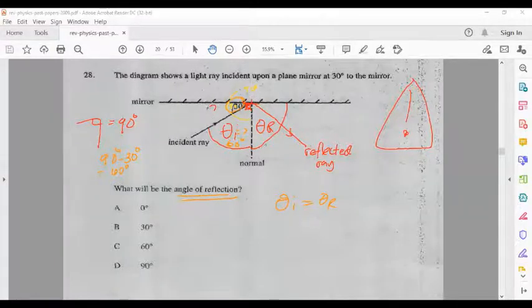So if we know the angle between the incident ray and the mirror, we need to subtract that from 90 degrees in order to find the angle of incidence. If the 30 degrees was over here, we would do the same thing, because this is also 30 degrees. Because if you remember, angles at a point or on a straight line all add up to 180. Okay, so you can figure that out as well. Okay, so our answer here is going to be C, 60 degrees.